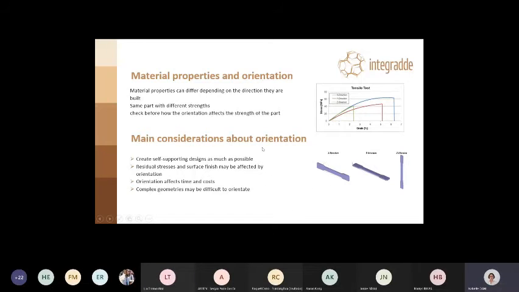So, some considerations about orientation to keep in mind. Create as much as possible a self-supporting design. Residual stresses and surface finish may be affected by orientation. Orientation also affects time and cost, and complex geometries may be difficult to orient because they have different parameters to take into consideration.